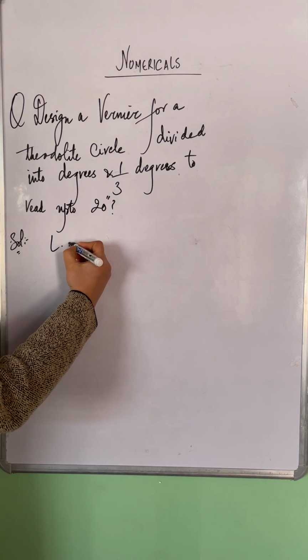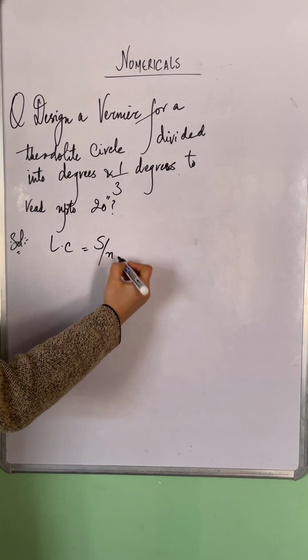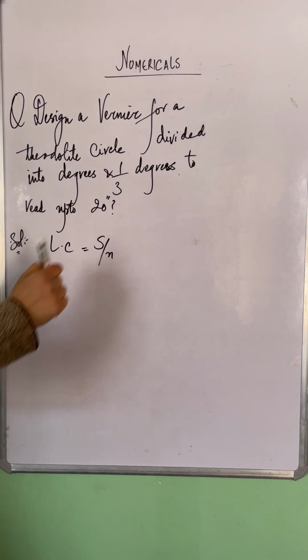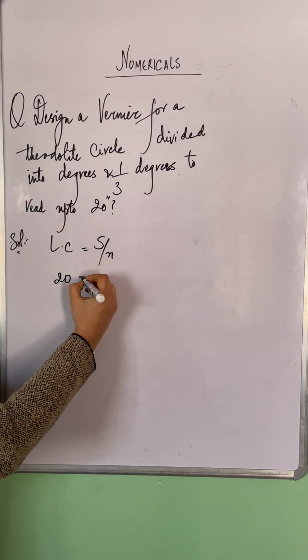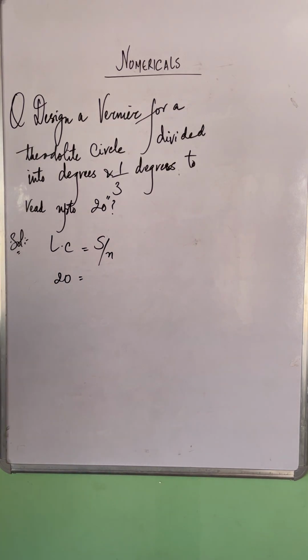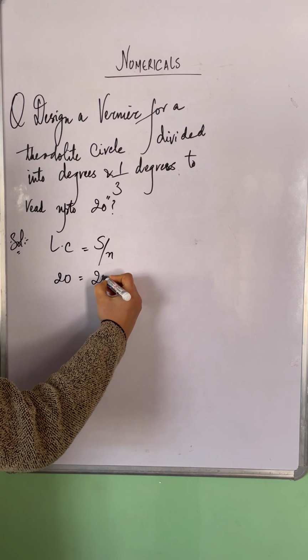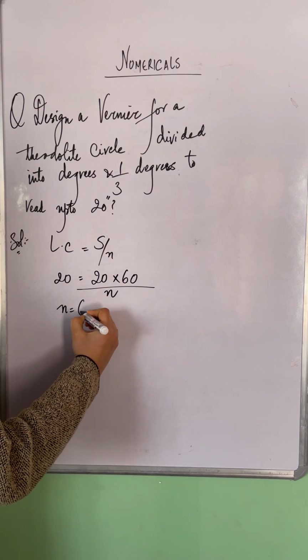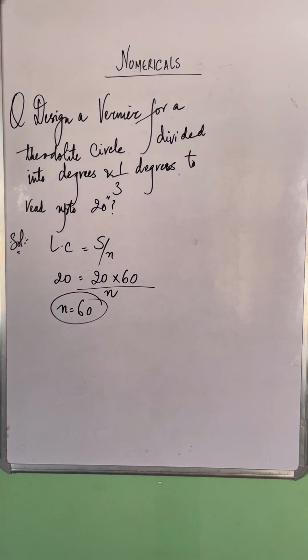As we know, least count is equal to S by N. What is my least count? They are desiring that it should be 20 seconds. What is my S? The smallest division on the main scale. We have to design a vernier for a theodolite circle which is divided into degrees and 1/3 of a degree. How much is 1/3 of a degree? 20 minutes. We'll convert it into seconds and our N will come equivalent to 60.